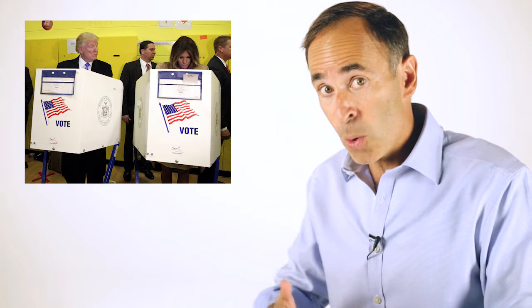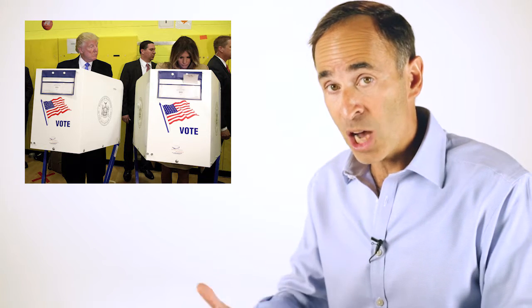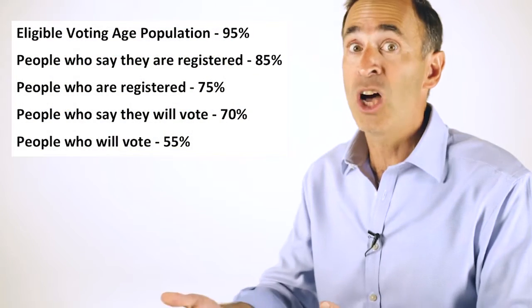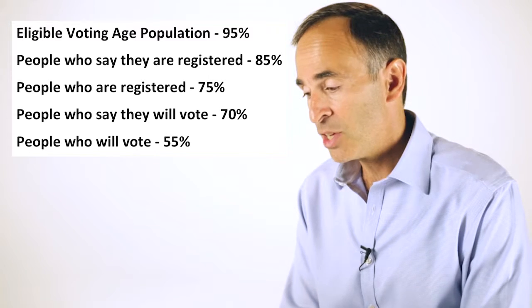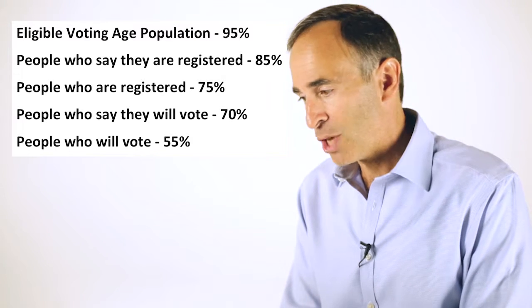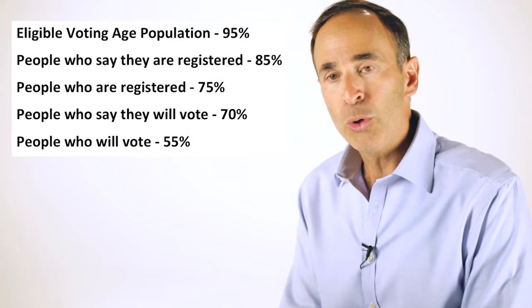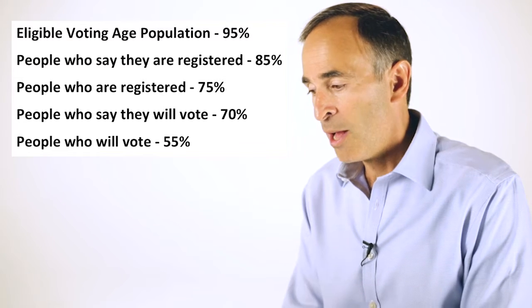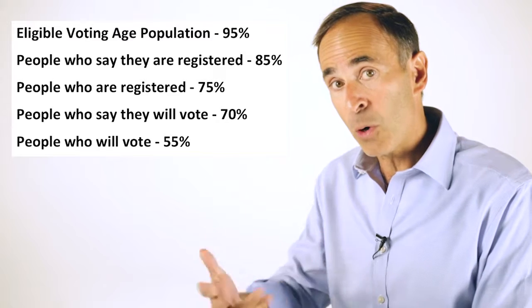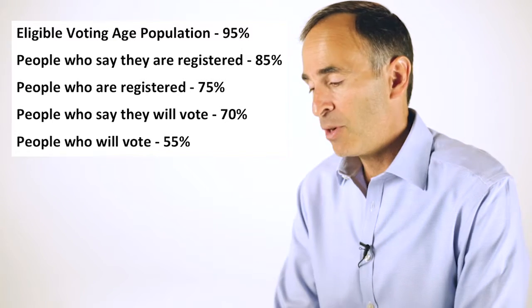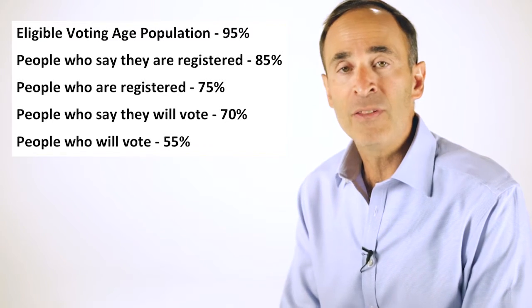So, if I'm trying to understand what's going on in an election, I want to talk to those 55%, or I want to talk to a sample from that 55%, because if the 40 percentage points of people who are eligible to vote, or the 15 percentage points more of people, 70%, who say they're going to vote but don't actually vote, have different attitudes or preferences than the 55% who are actually going to vote, you could certainly have a bias.